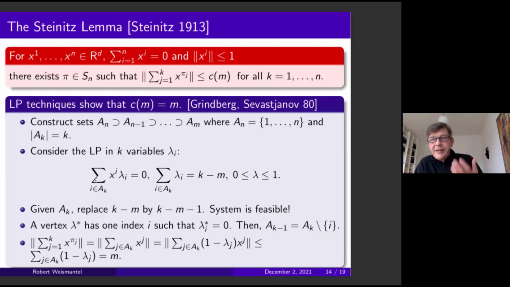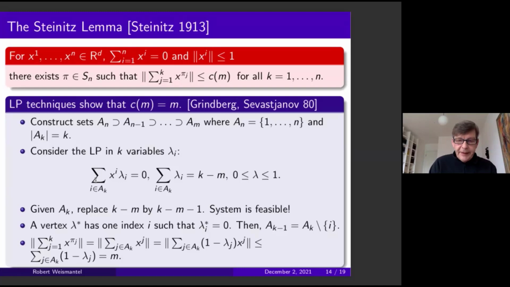So the Steinitz lemma is the key engine. For vectors x1 to xn in R^d, with the property that the norm of each xi, the norm doesn't matter, is bounded by 1, and the property that they define a zero sum, so the sum of all these vectors equals 0, we have the following property. There exists a permutation pi such that if we look at all the partial sums, so we now sum from 1 to k according to this permutation, the elements, then their value in the norm can be bounded by a constant which only depends on m.